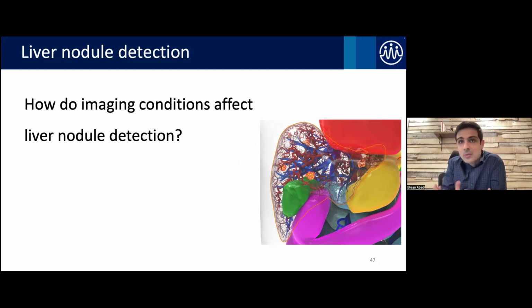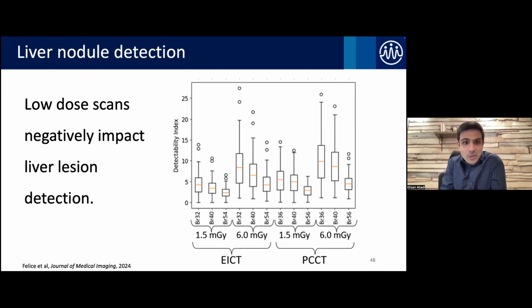So one question is how can I condition my CT imaging, or is there any difference between different technologies as far as finding these lesions? We have done two sorts of work. One is that, as far as image quality, we compare different imaging conditions.